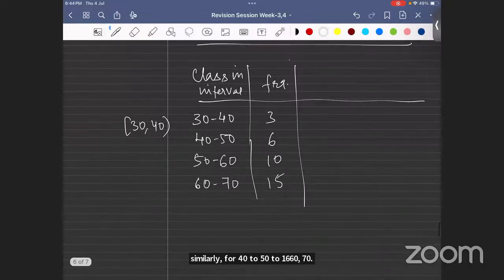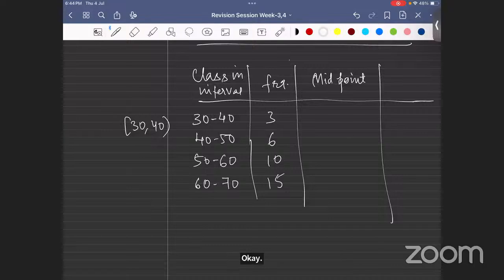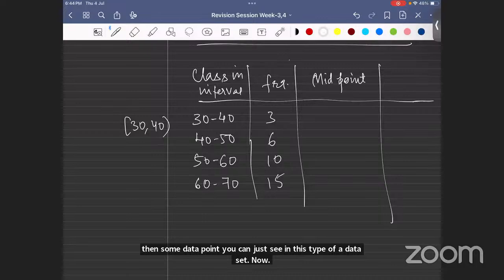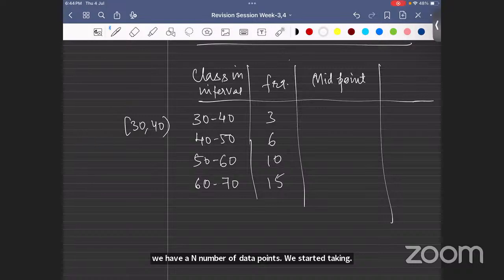For this type of data set, what we are going to do is calculate the midpoint. So we'll calculate the midpoint. In this type of data set, whatever data points are available between 30 to 40, we'll consider those data points as the midpoint itself. So the midpoint would be 30 plus 40 by 2, so this is 35. Similarly, 40 plus 50 by 2 is 45, and this is 55 and this is 65.